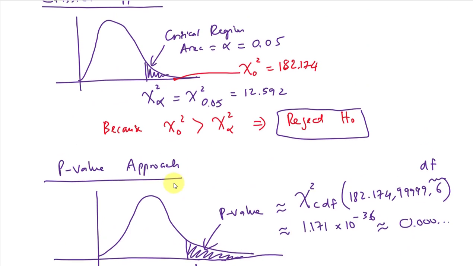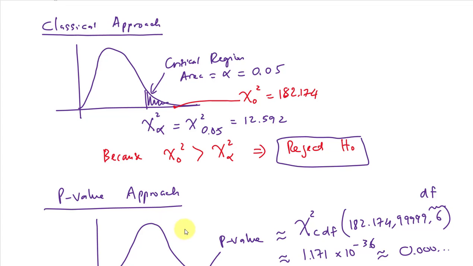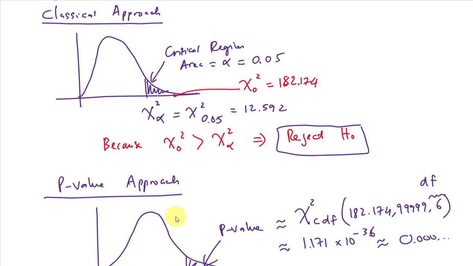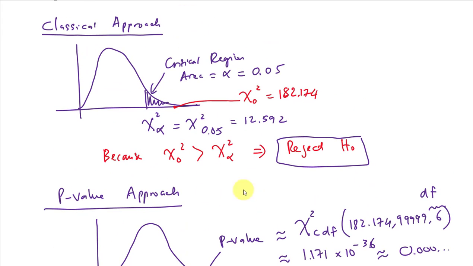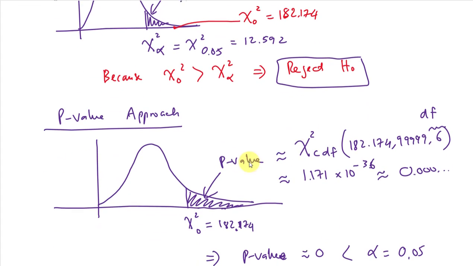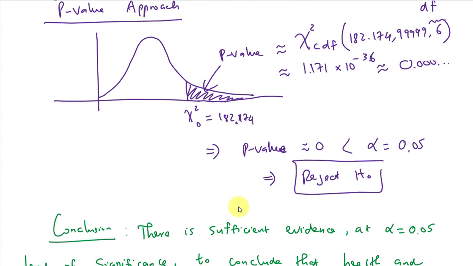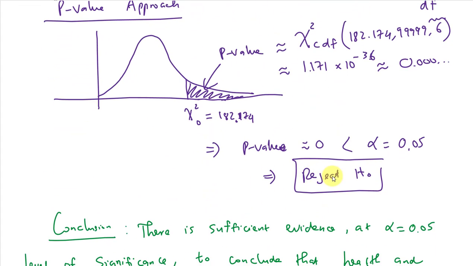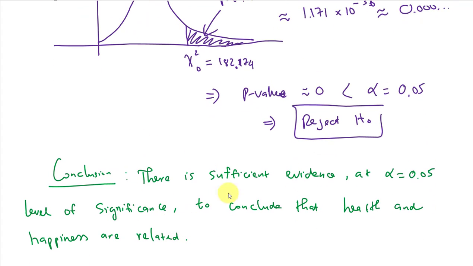Now you only need to solve one approach here, either the classical or the p-value. You don't have to solve both ways. As long as you solve either this one or this one, then make the rejection or not, and then make the conclusions.